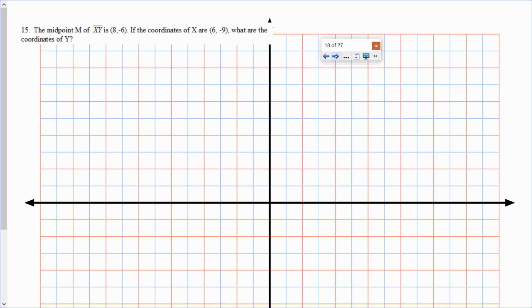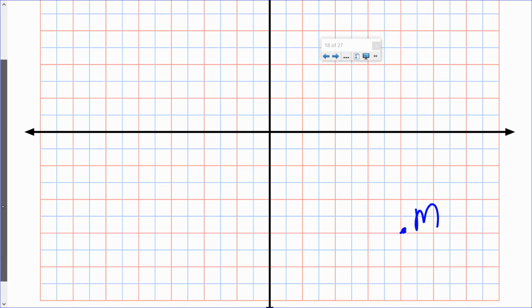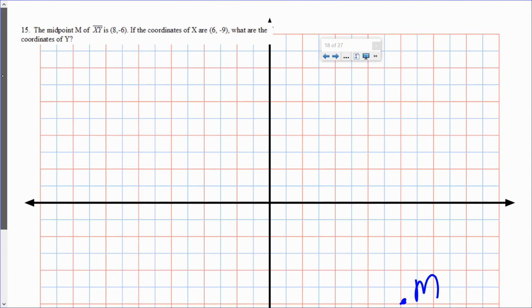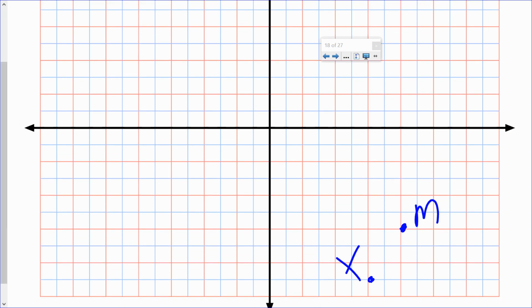The midpoint of XY is 8, negative 6. That's the midpoint. The coordinates of X are 6, negative 9. And it's asking for Y. Well, since M has to be in the middle, that means that the other endpoint needs to be somewhere over there. So I want you to try and figure out exactly where it is going to be from here. I'm not going to pause it, just take about 15 seconds and try to find that other endpoint and state the coordinates.